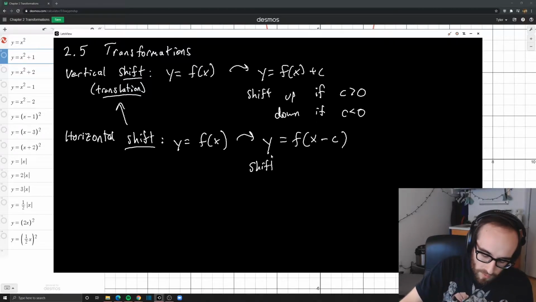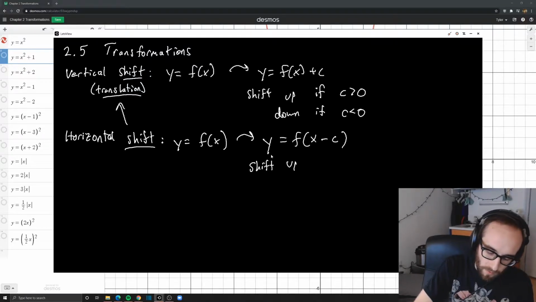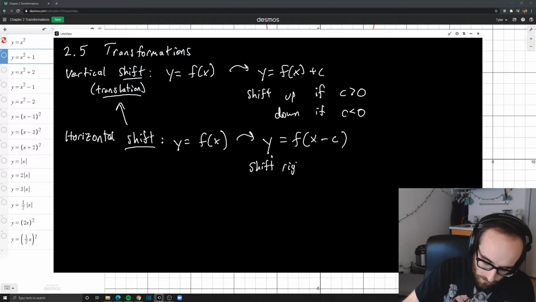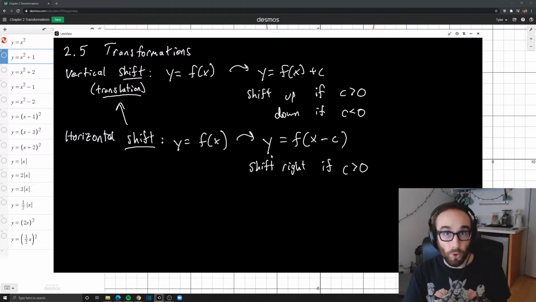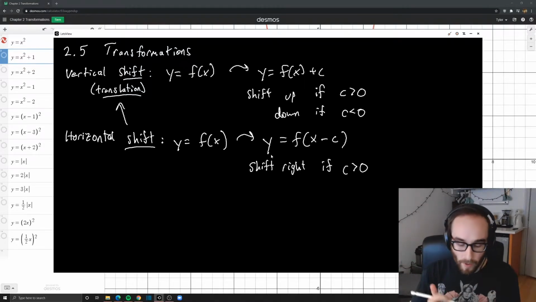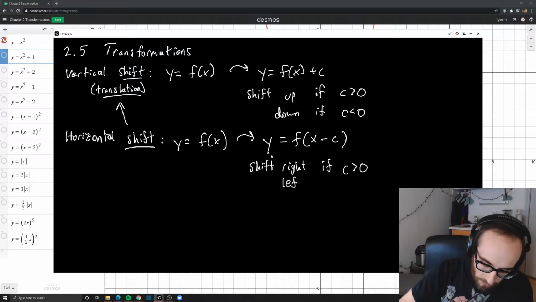So our rule is we have a shift to the right if c is greater than 0. And again, we're subtracting c. So if we have x minus 2, we're shifting 2 to the right because we're subtracting a positive number. We have a shift left if c is less than 0.